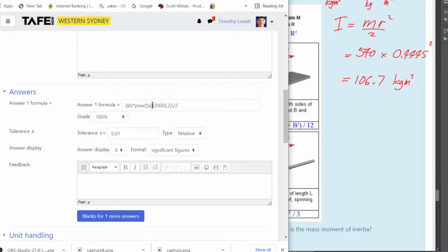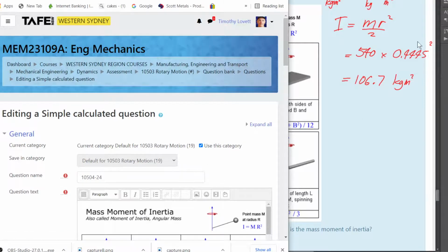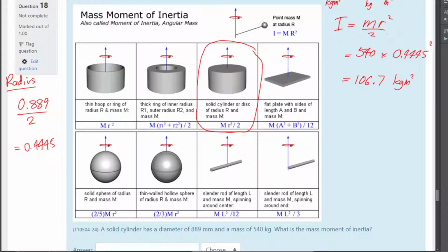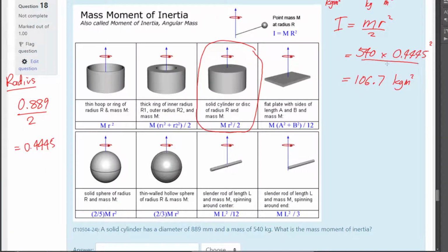What are we dividing by 2 for? Oh, because it's mr squared over 2. I forgot to divide by 2. Whoops, that was silly, that was my mistake. You're supposed to then divide all that by 2. So 106.7 divided by 2 is 53.3 kilograms meters squared. My mistake.